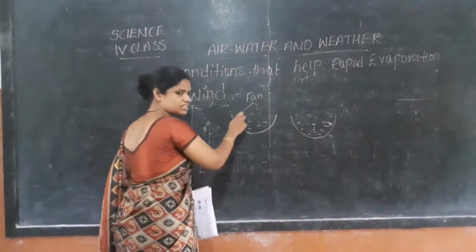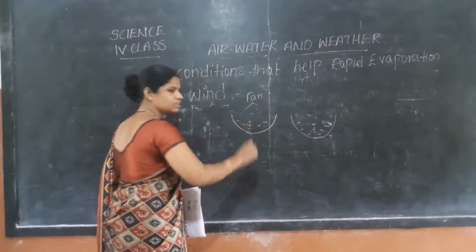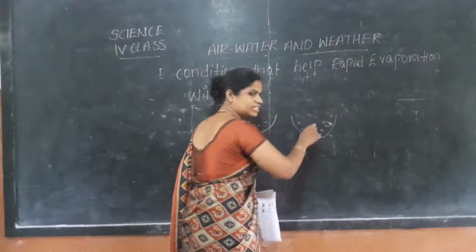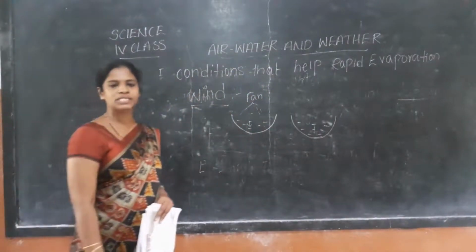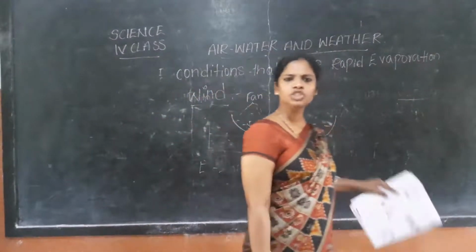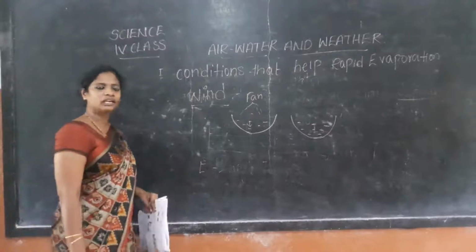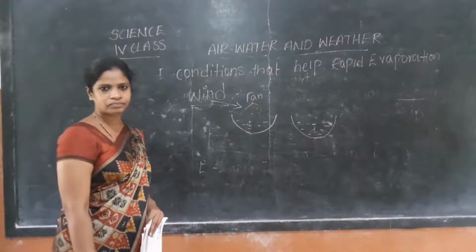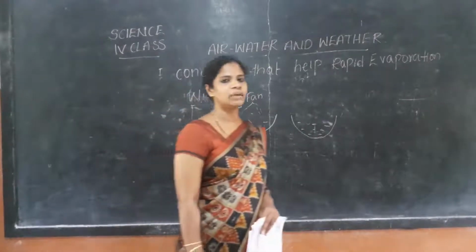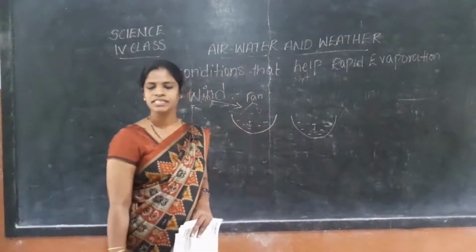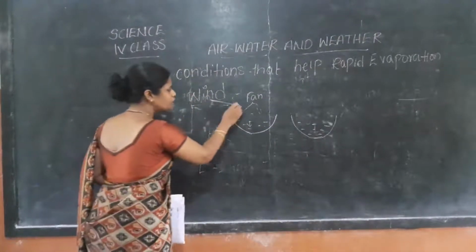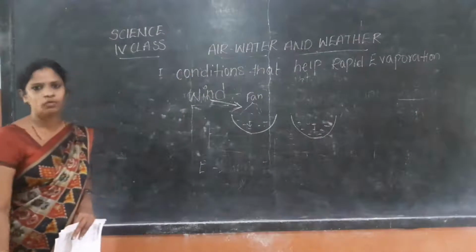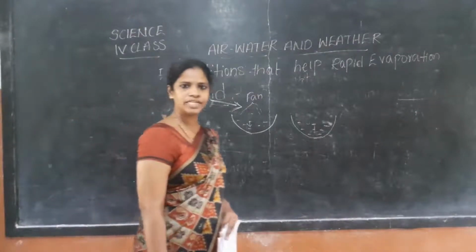So what is your observation? The amount of water gets reduced in the beaker which was kept under the fan, and the amount of water remains constant in the beaker which was kept away from the fan. So what can you conclude from this activity, students? You can conclude that wind also affects evaporation. During a windy day, our clothes dry faster than on a normal day. Isn't it, students? Yes. So when there is wind, evaporation becomes faster. When there is no wind, evaporation becomes slower. Okay, students, did you understand?